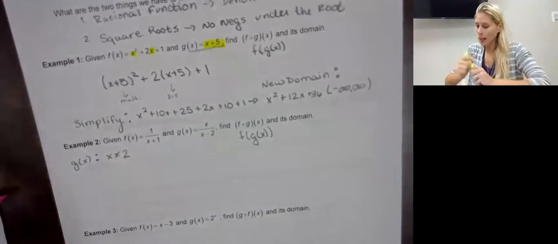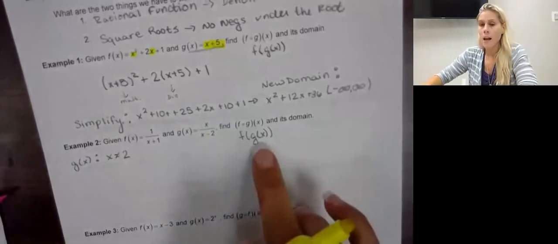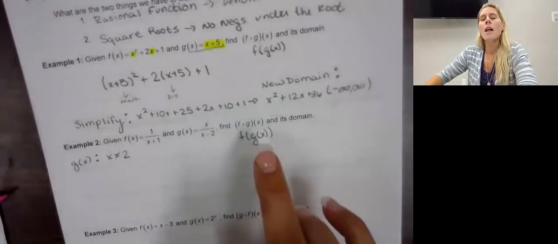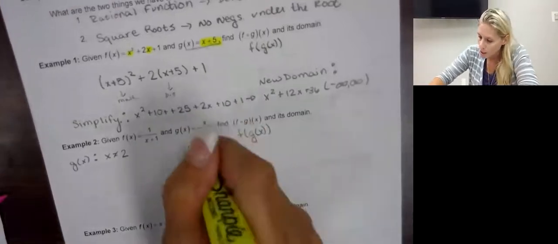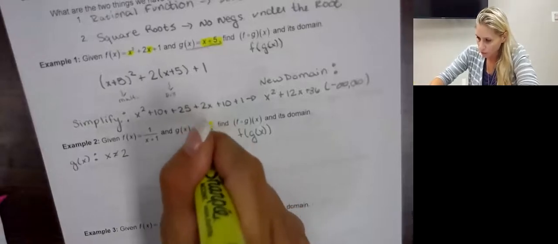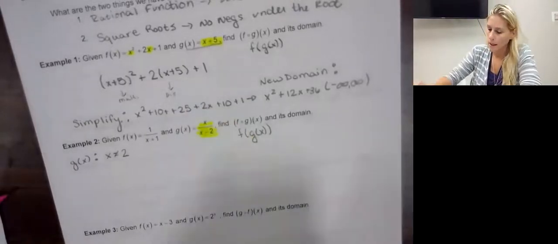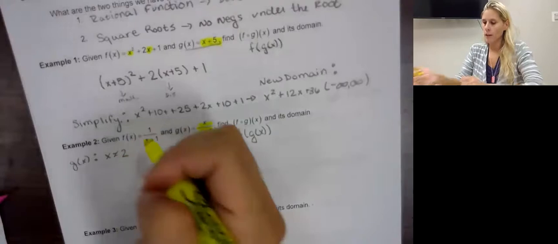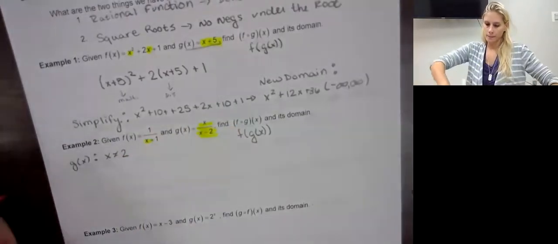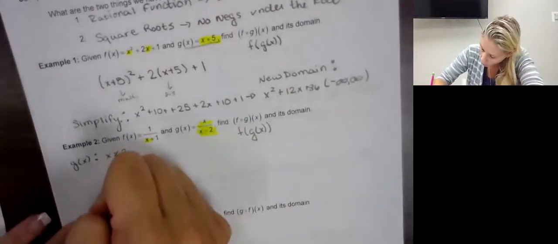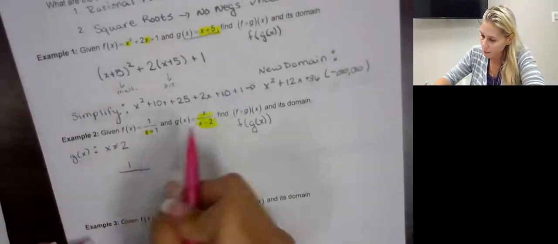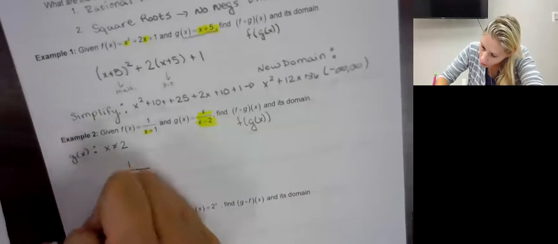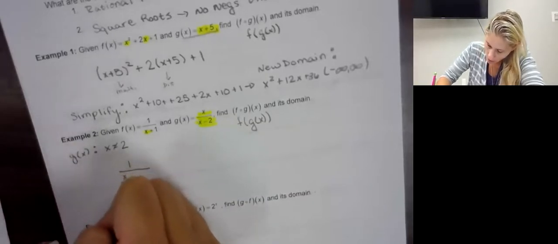Now I'm going to use my highlighter. Remember, this is take the function of G and plug it in for every x in f. So we're taking the whole function of G and plugging it in for x. So I'm going to rewrite this. So I get 1 over, instead of this x here, I'm going to write this whole thing, x over x minus 2, plus 1.